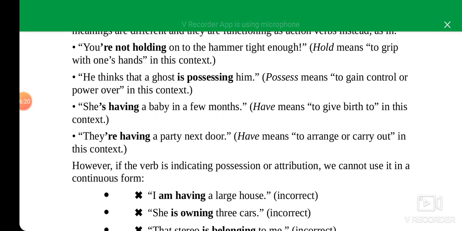And the other sentence, she is having a baby in a few months. Here having a baby means to give birth to a baby. So in this context, having does not show any possession or ownership. So here again you can add ing to make it continuous. They are having a party next door. Now here having means to arrange or carry out. In this context, having also does not show any possession, so you can make it continuous.